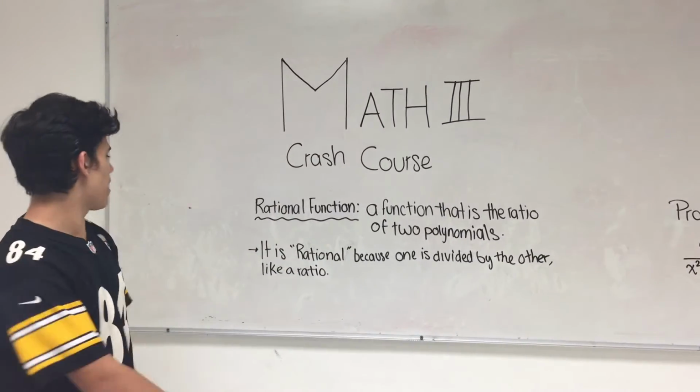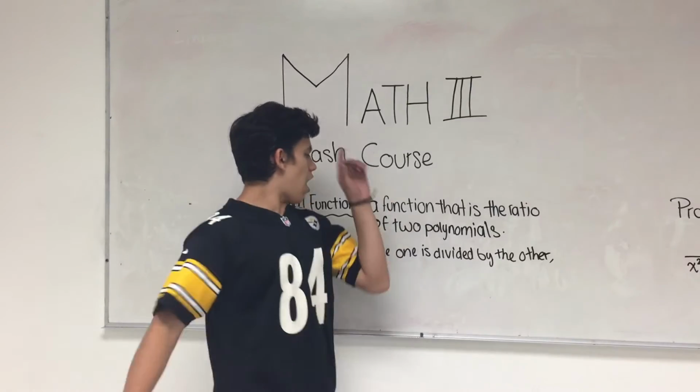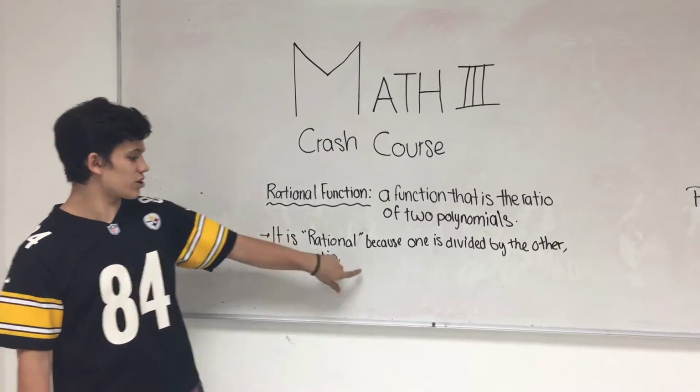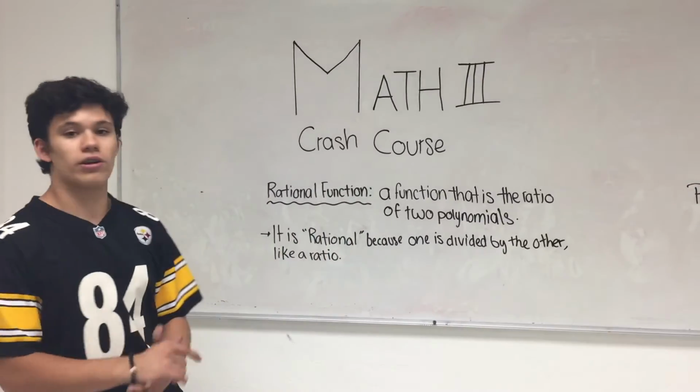First, what are we going to see, you may ask? We're going to see a rational function. A rational function is a function that is the ratio of two polynomials. It's defined as rational because one is divided by the other, like a ratio.